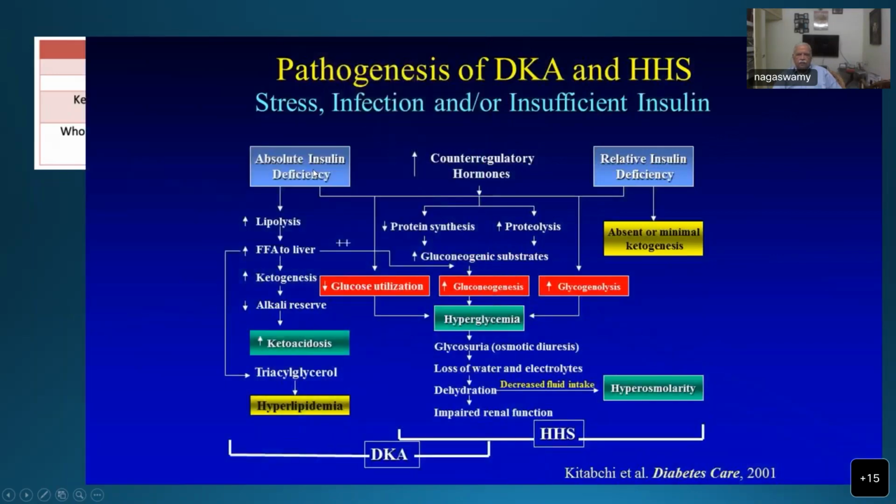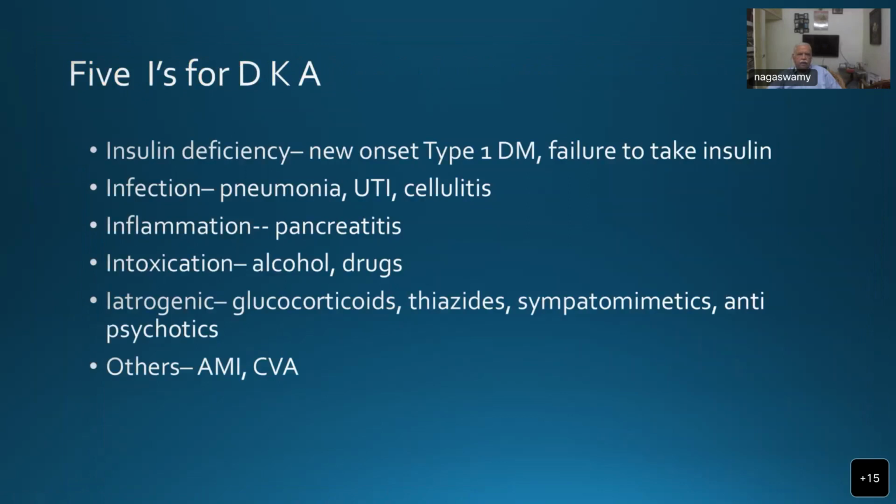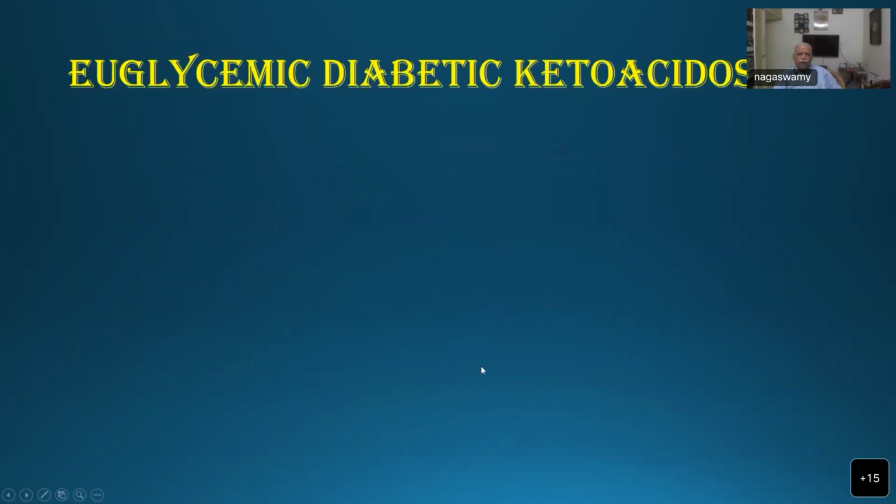These are the pathogenic changes that happen between the two conditions. There will be hyperlipidemia also present in DKA, whereas mainly it is hyperosmolarity which is present in HHS. And the 5 I's for DKA: insulin deficiency, infection, inflammation, intoxication, or it can be iatrogenic due to steroids, thiazides, sympathomimetics, and antipsychotics. And sometimes, rarely, with an acute myocardial infarction or CVA also, you may get DKA.